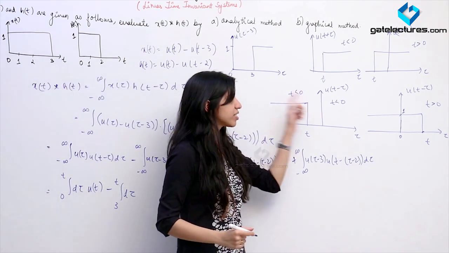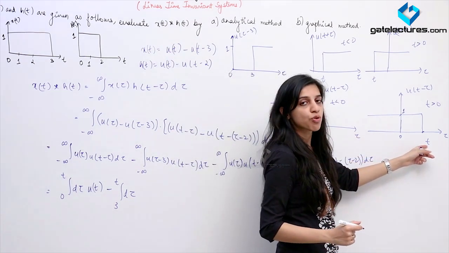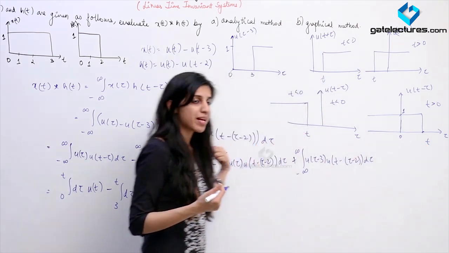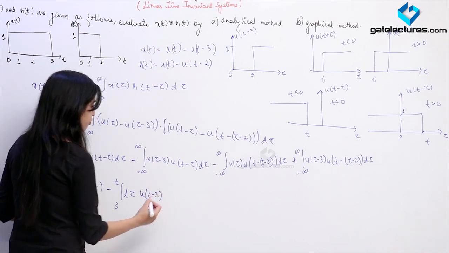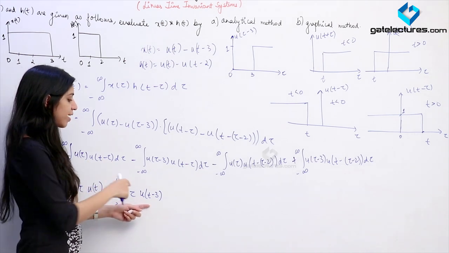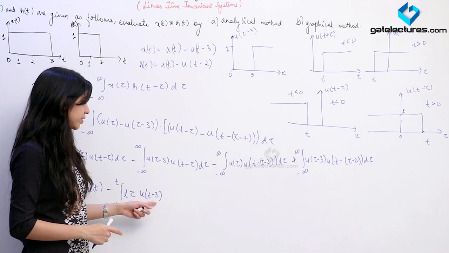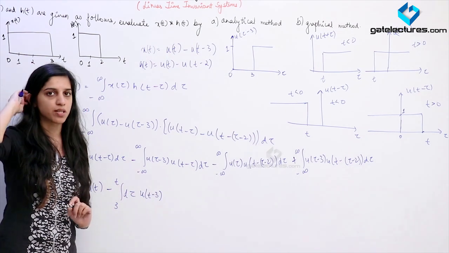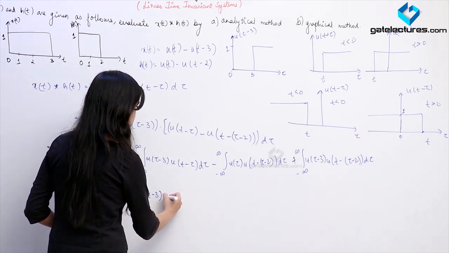Now, what is the condition that we have assumed here? We have assumed that t is greater than 3. So, to define a signal which starts from 3, what can I multiply this with? I can multiply this with a unit step function which starts from t equal to 3. This is just to define that t should be greater than 3 only. If you have any t value which is less than 3, this complete integral is going to become 0, right? That is why we are multiplying this with a unit step function which starts from 3.